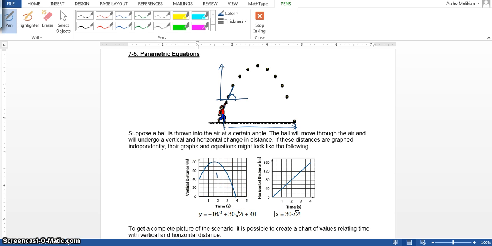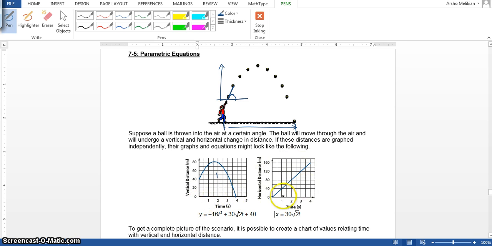If we graph the horizontal distance, at t equals 0, it was at 0 meters. Then it started moving away from the player. At t equals 1 second, it's about 50 meters away from the player. At t equals 3 seconds, it's about 120 meters away from the player. So it just keeps moving away from the player. So this is one picture of the scenario.